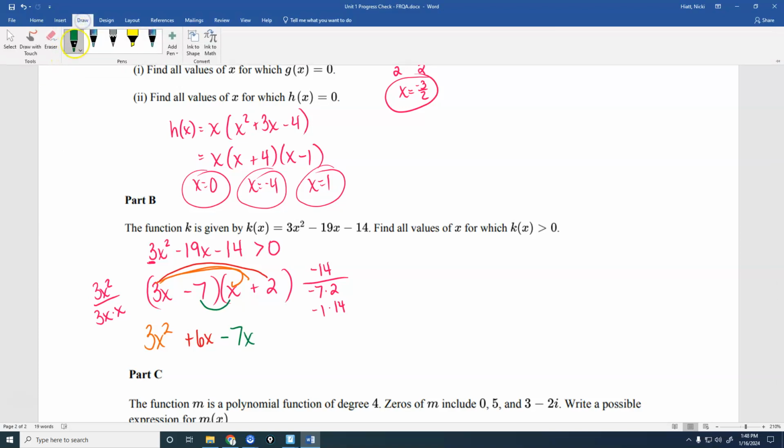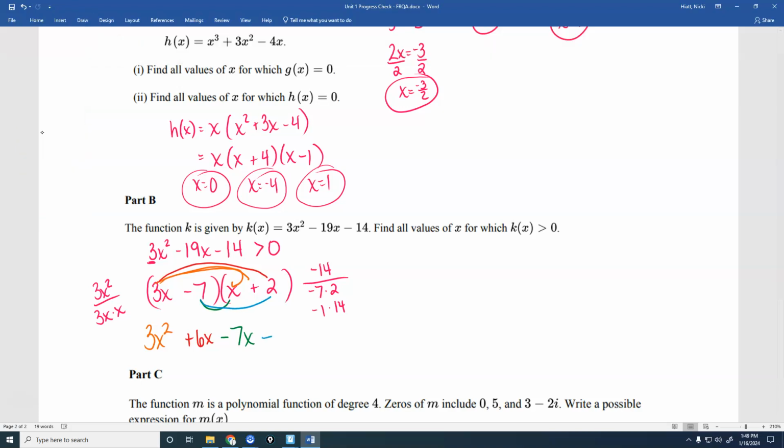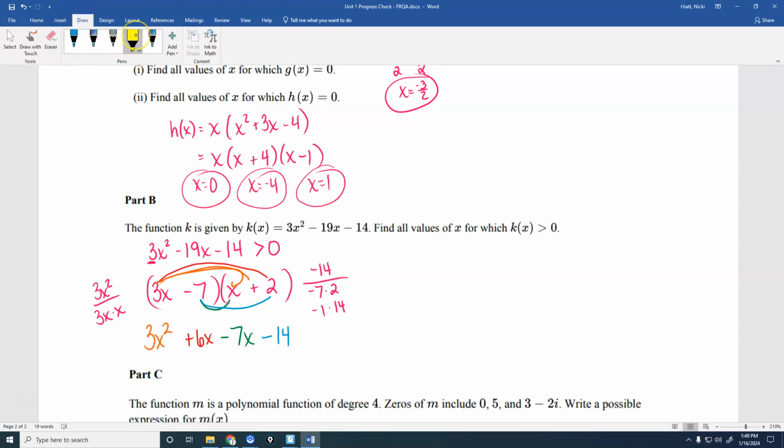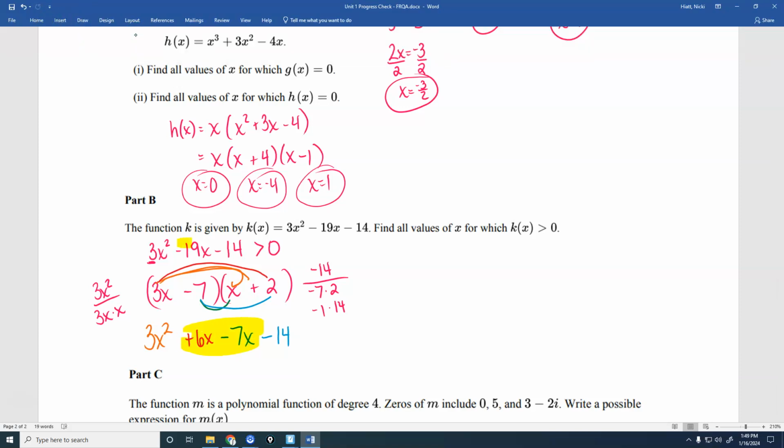And then this last one here, where I do -7 times +2, I really don't even have to check that one either, because that's why I picked -7 and 2, because I knew it would give me -14. All right, so what I'm really looking for is I need to see if this gives me the correct middle term. Does it? It does not, right? +6x minus 7x is going to give me a -x. I want to have a -19x, so this does not work.